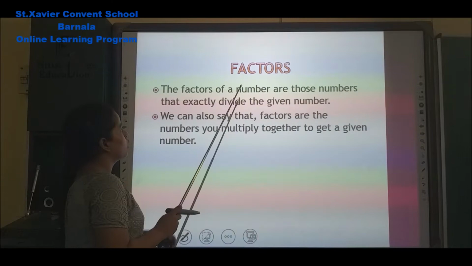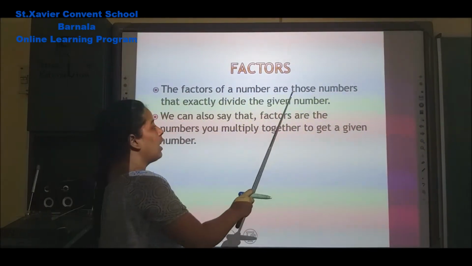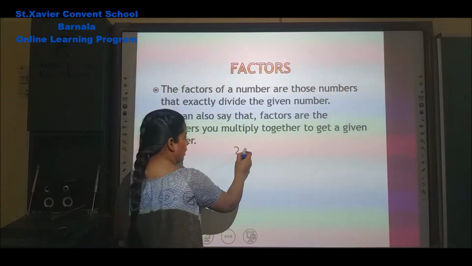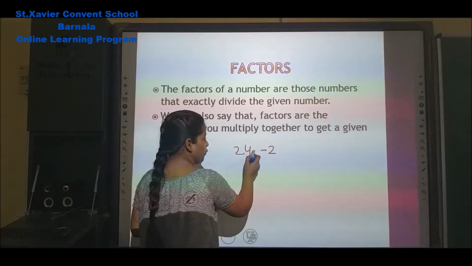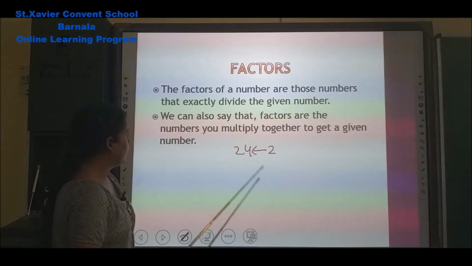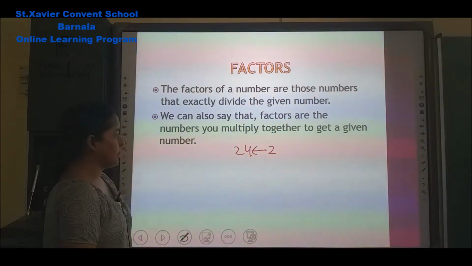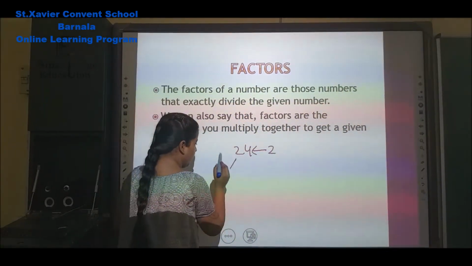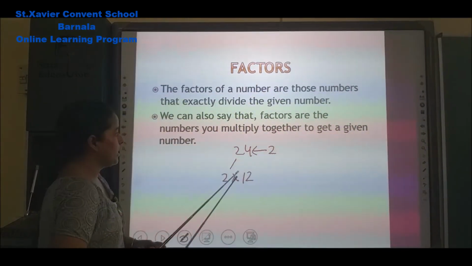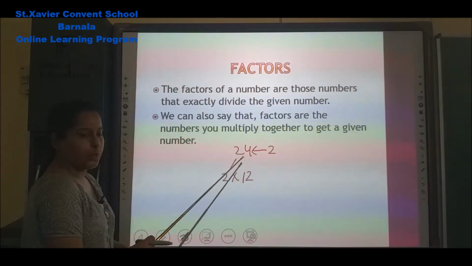So the next topic is factors. What is a factor? The factors of a number are those numbers that exactly divide the given number, like 24 divided by 2. We can also say that factors are the numbers you multiply together to get a given number, like 2 and 12. 2 and 12 are the two numbers which are multiplied to get the result 24.